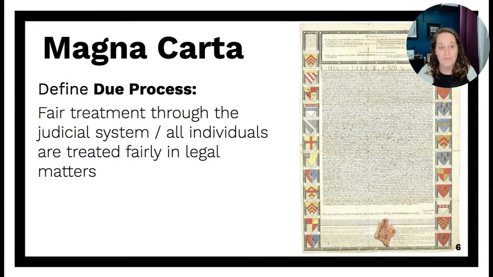Next is the idea of due process, or that we all get fair treatment through the judicial system, that no matter who you are, whether you are a part of the government, or whether you have money, whether you are powerful or not, you are going to be treated fairly in legal matters.